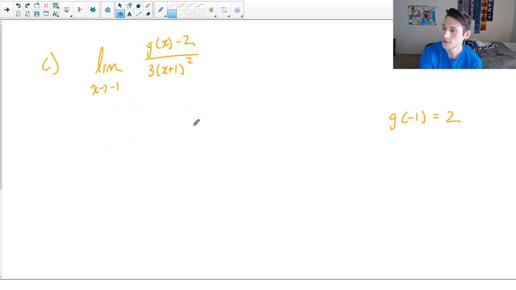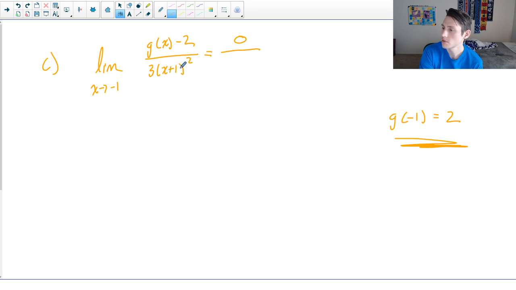Anytime we're asked to solve a limit, our first attempt at solving it should just be plug in the number and see what happens. So in the numerator, g of -1. Well, we know from our initial condition over here, g of negative 1 equals 2. So 2 minus 2, all right, 0 in the numerator.